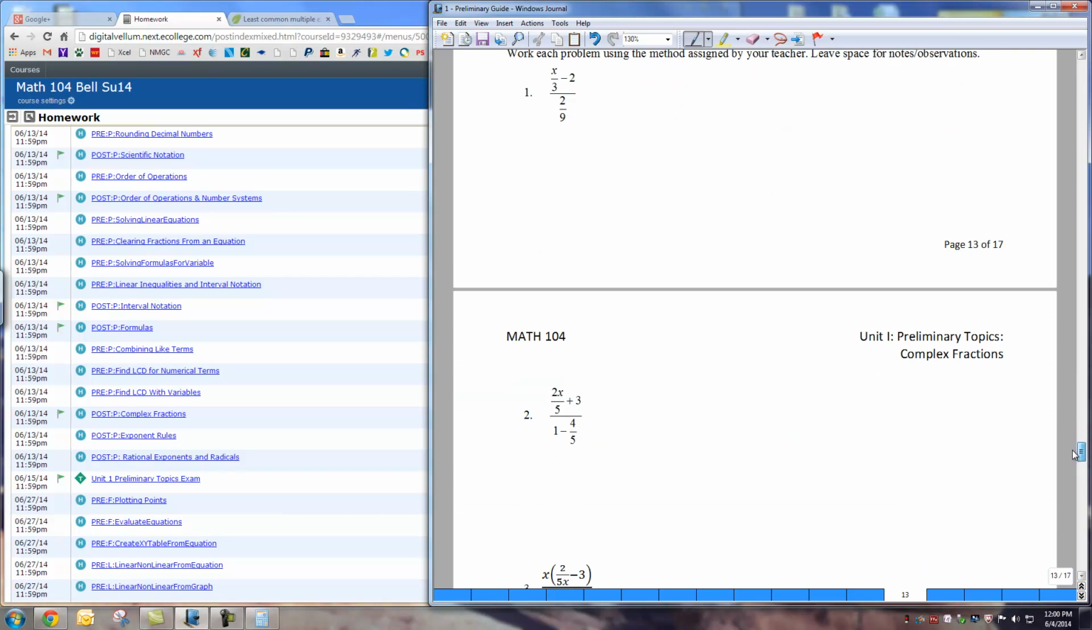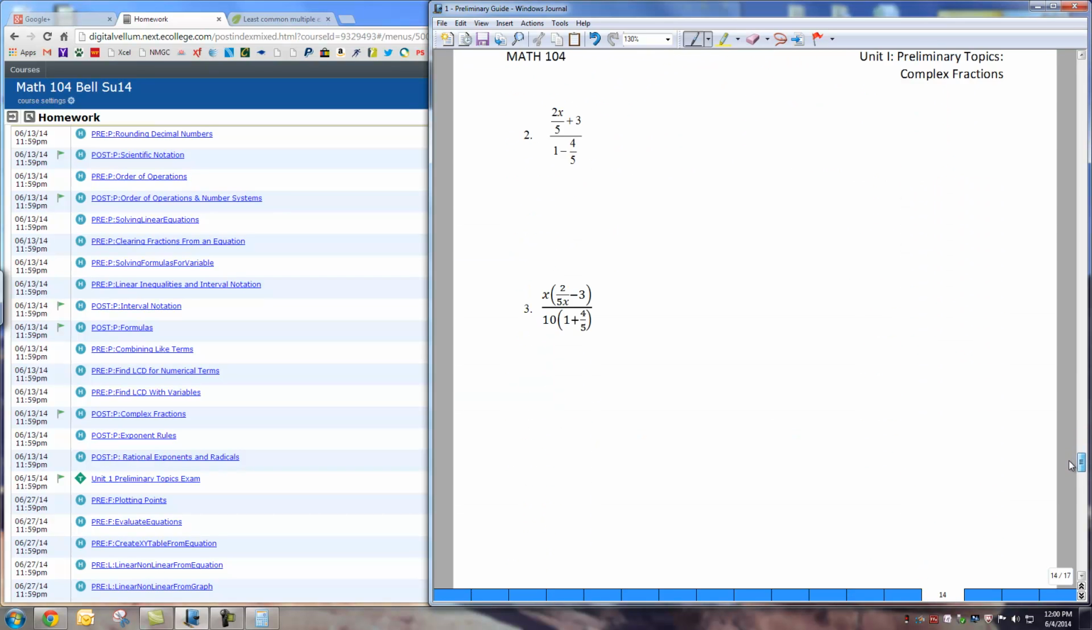Okay? Let me pick a different one. Let's do this one. So our denominators here are 5x and 5. Now we have to be careful whenever we do this. Since both of these are constants, I'm going to distribute this 10 just so we don't make a mistake in our multiplication.